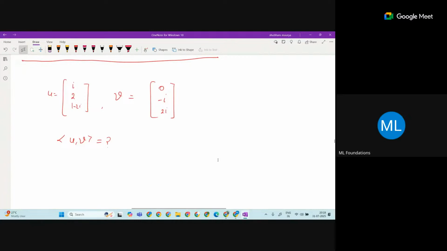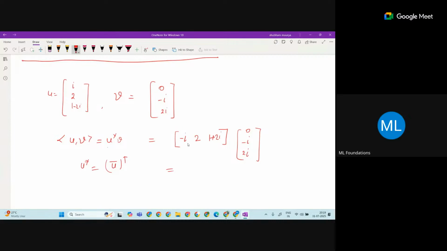This was a concern last time also, in the last revision session. So you have to do u star v, where the hidden thing of star is u transpose conjugate, or conjugate transpose. If you do it here, the transpose is going to be horizontal. So this is minus i, and the conjugate is going to be minus i. This is 2, exactly, and this is 1 plus 2i. And the second one is 0, and this is just minus i, and this is 2i.